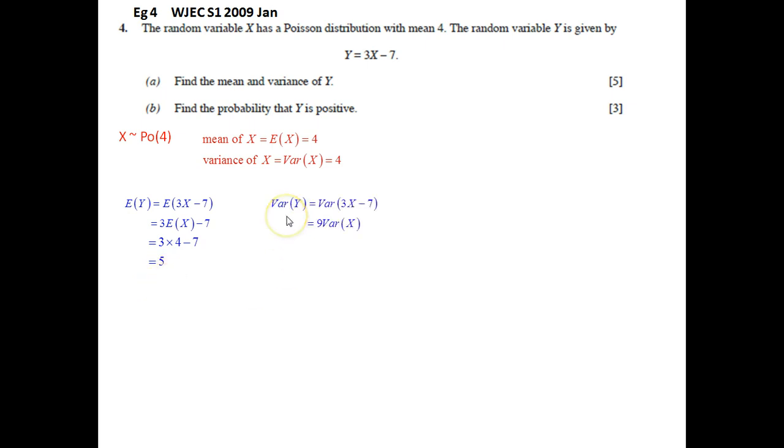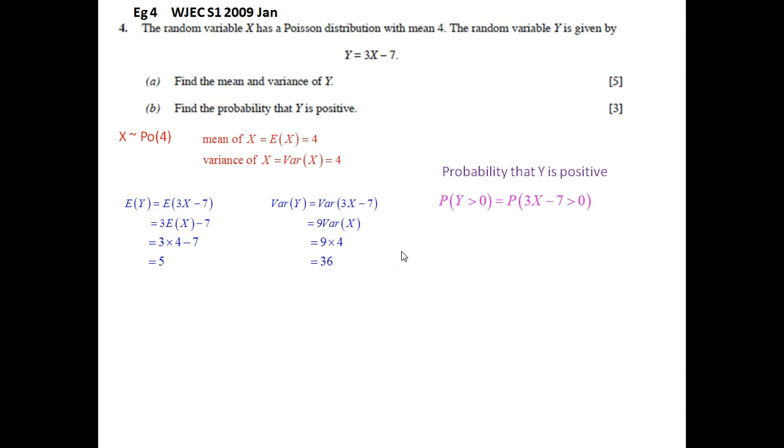The variance of y: for a combination we square the coefficient of x, so it's 3 squared, which is 9, times the variance of x, and we disregard the constant because that does not vary. So it's 9 times the variance of x. The variance of x is 4, so 4 nines are 36. So that's the variance of y.